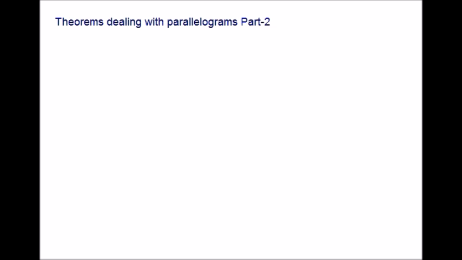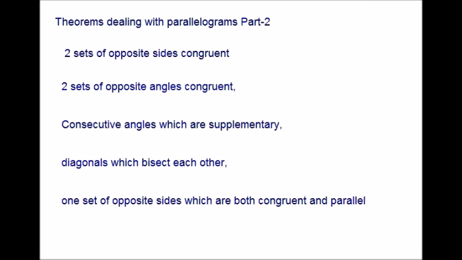We will prove a quadrilateral is a parallelogram under the following conditions. Let me list out the 5 conditions. These are the 5 conditions: 2 sets of opposite sides congruent, 2 sets of opposite angles congruent, consecutive angles which are supplementary, diagonals which bisect each other, 1 set of opposite sides which are both congruent and parallel. When these conditions are given, you can prove a quadrilateral is a parallelogram easily. Okay, let us see the theorems one by one.